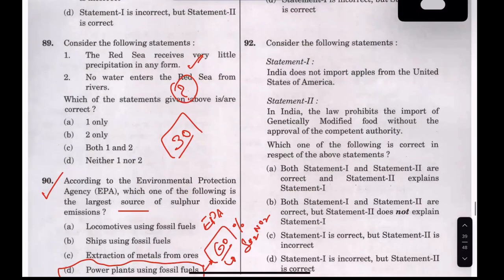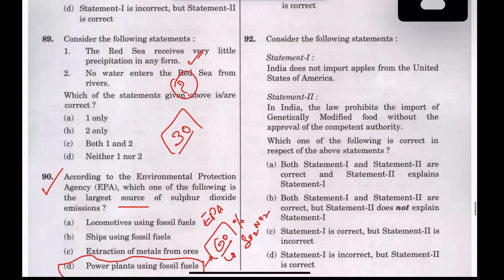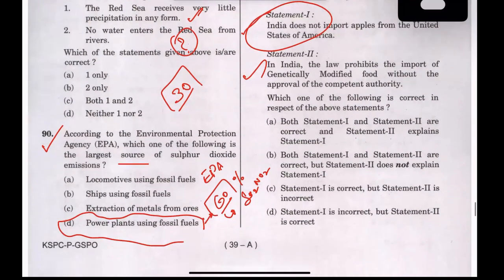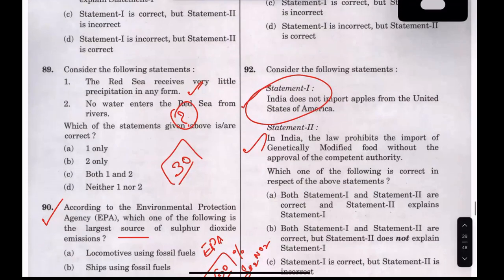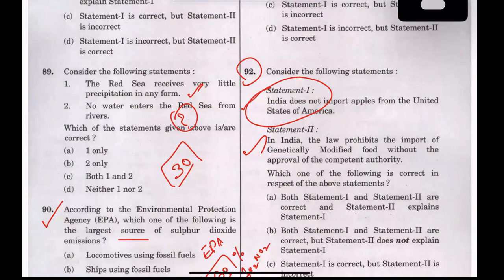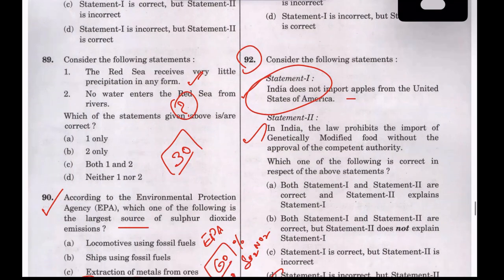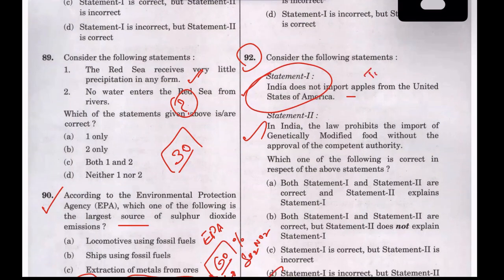India does not import United States of America's apples. I am not sure. India law prohibits without the, yes, this is true, but this is not true. Okay, so statement 1 is incorrect. Statement, this is also something logically not, see, now Trump is there, so does not import. How can it not import? You will import if the country does not come under this temperate climate.